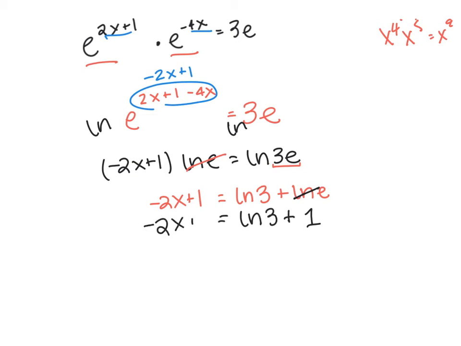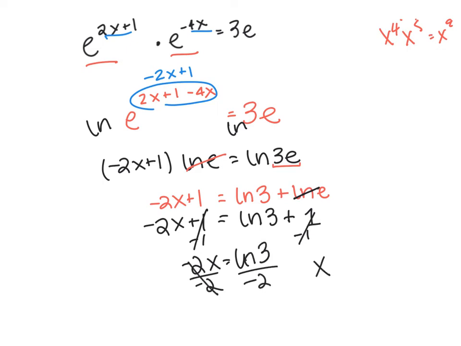And this equals negative 2x plus 1. Now we can just finish solving the problem. Plus 1, plus 1. If we subtract it from both sides, it goes away. So we have negative 2x equals natural log of 3. And then just divide by negative 2. So you get x equals negative natural log of 3 over 2.